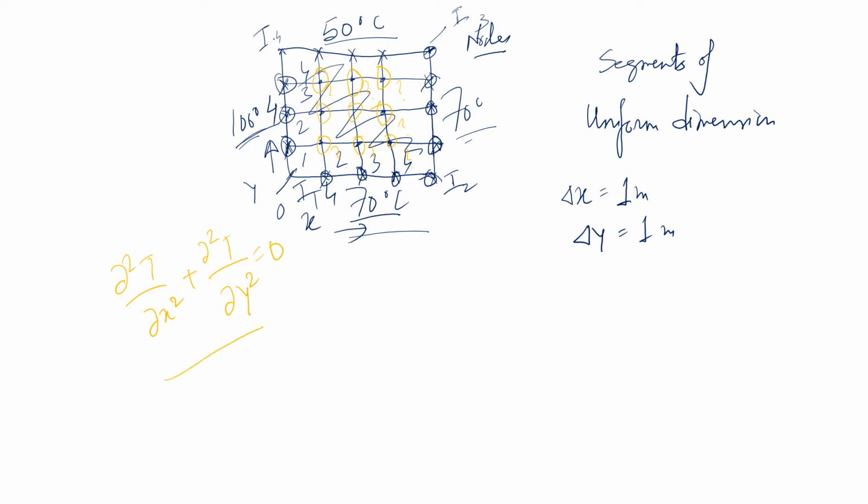The discretized formula, or the discretized format, is already discussed in the initial part. This is equal to T(i+1, j) plus T(i-1, j) plus T(i, j+1) plus T(i, j-1) equals 4 Tij, and on the LHS we have to divide it by 4. And what is this Tij?